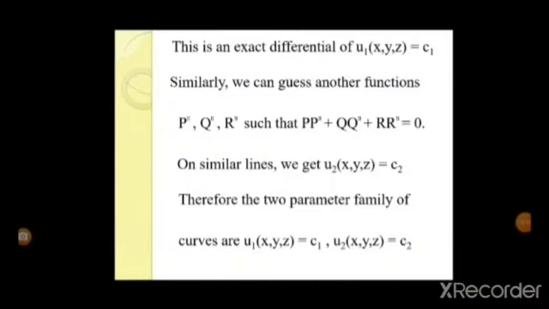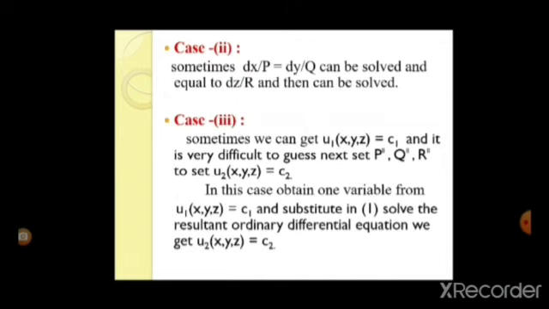Therefore, the two parameter family of curves are u1(x, y, z) equal to c1 and u2(x, y, z) equal to c2, where c1 and c2 are the constants or parameters. If you notice, the general solution is also a function in the form of x, y, z.